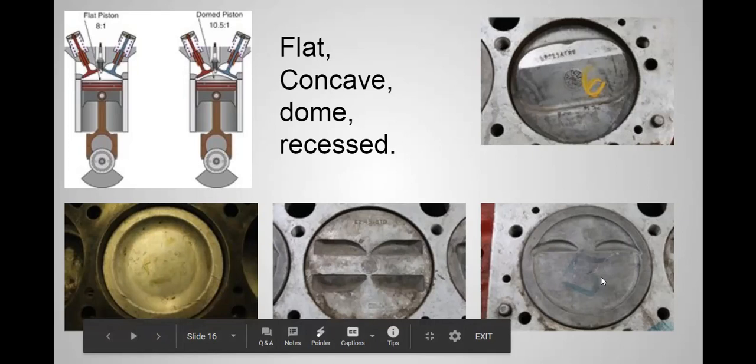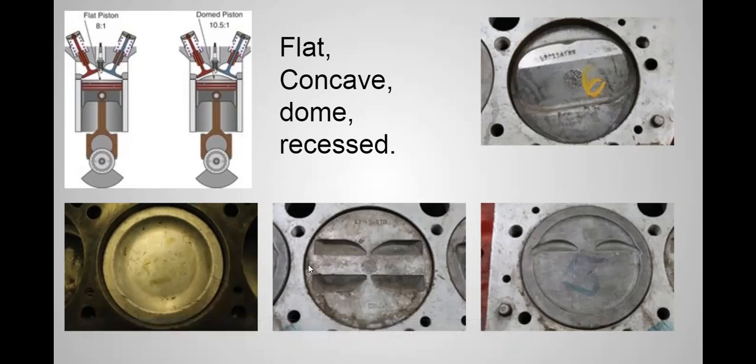Now I was trying to find a piston that had a really strong identifying mark. This one has it, but it's not easy to see. This piston has a little mark right here on the edge, and that identifies what we call the front of the piston. That little mark is supposed to point to the front of the engine.